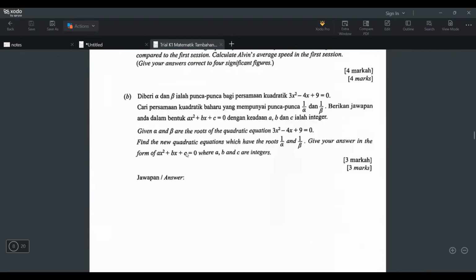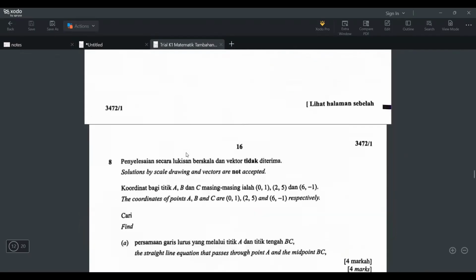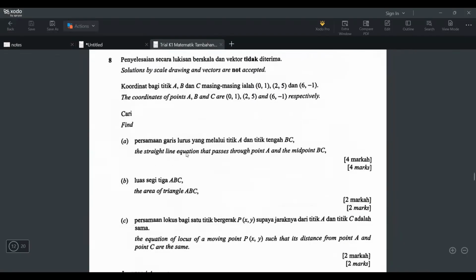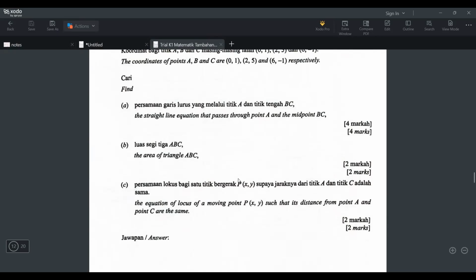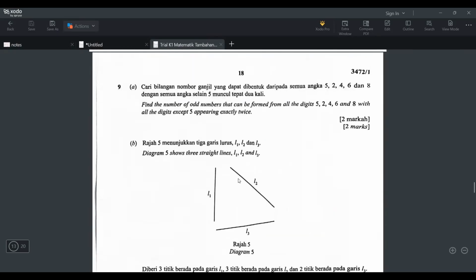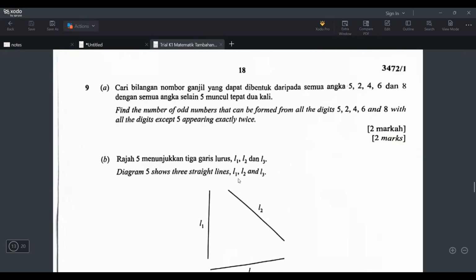Very, very similar. It's not exactly the same, but it's quite similar. You can see question 8 is also quite similar. But of course it's not exactly the same lah. You can see the coordinates are not the same, right? But it's quite similar. You can see the question is very similar. That's why I feel familiar.